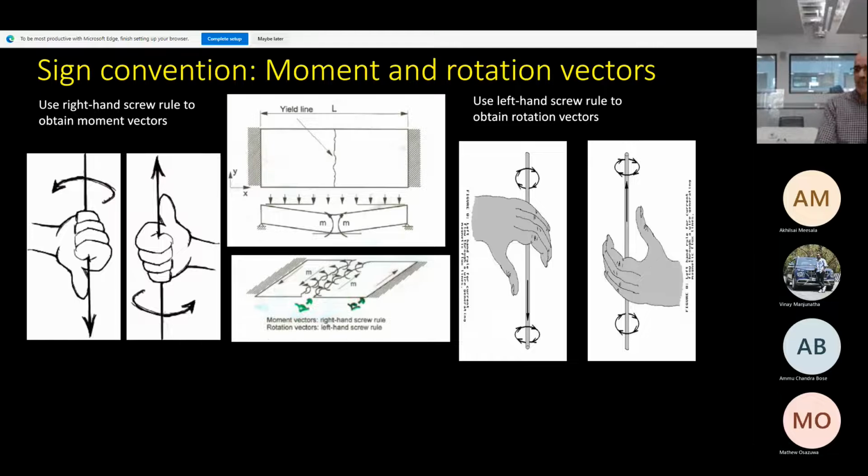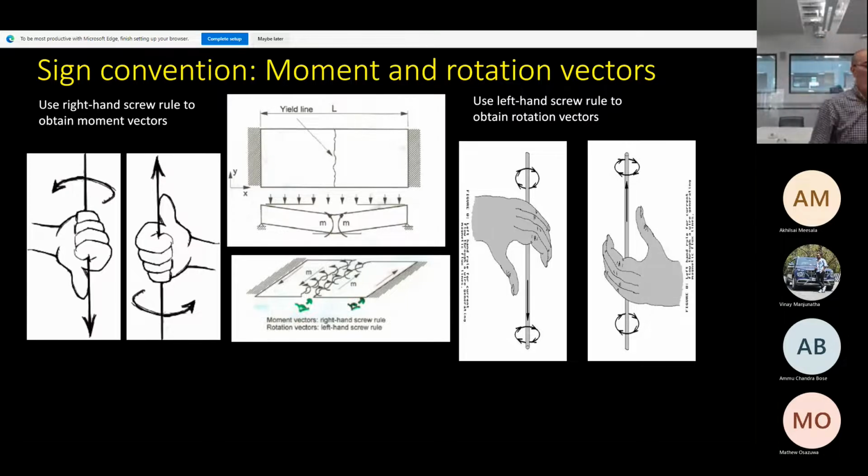Using the right hand screw rule. Is that clear or not? Okay, so you do the same now for the right side. This is your hand. Can you see that? Okay, so with the fingers of your palm, you make a direction of moment anti-clockwise, always with the right hand. You make that direction anti-clockwise, and the thumb will give you the moment.